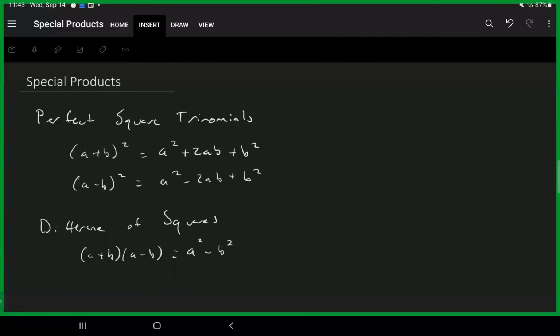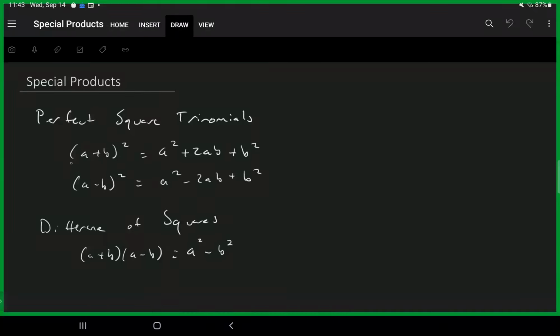So this video is going to extend what we learned about multiplication of polynomials. We're going to talk about special products. And these pop up enough throughout mathematics to warrant some special attention. And we have a few formulas here. So we have these things called perfect square trinomials.